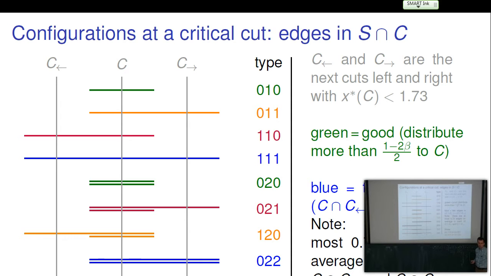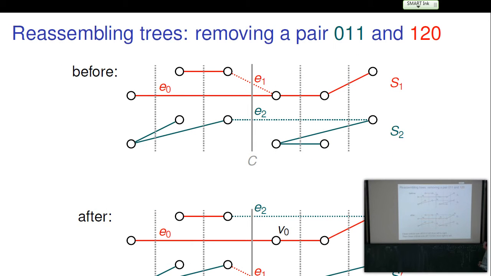I don't know how to get rid of them completely, but what I can do is get rid of one of the 2 red cases completely. I can also get rid of one of the 2 orange cases completely. And I can essentially get both. I don't make this precise. And that turns out to be sufficient. Then you have to look at 4 cases that remain, and it turns out to be sufficient to get the improvement. So how we get rid of these cases, that's the reassembling trees.